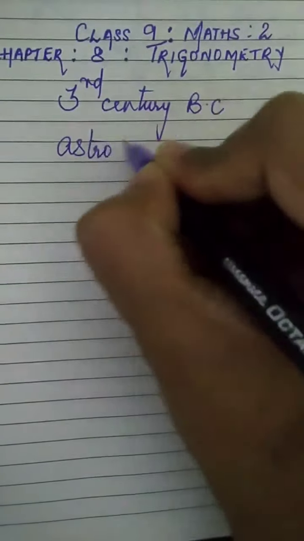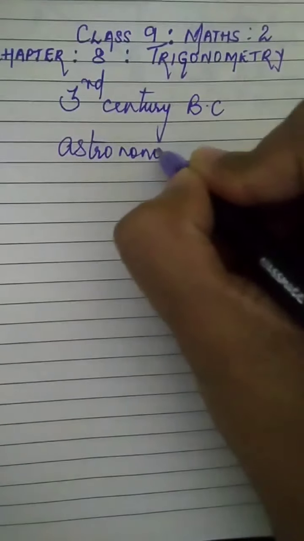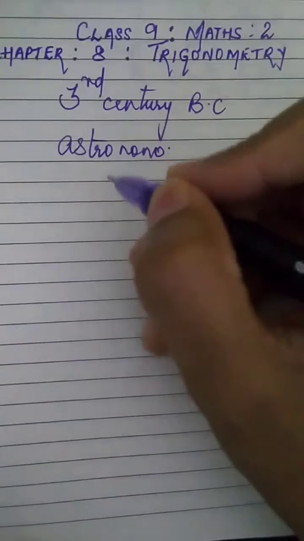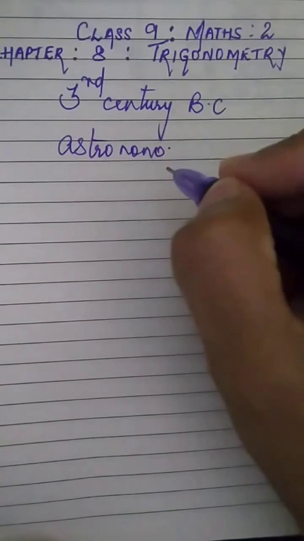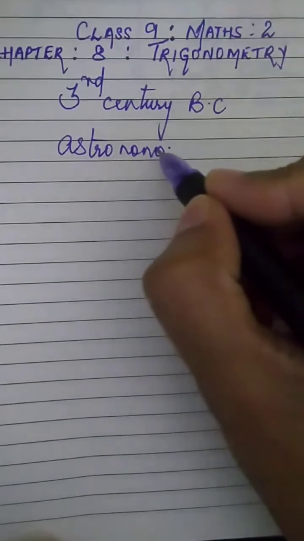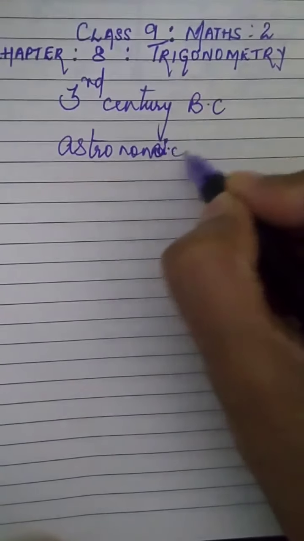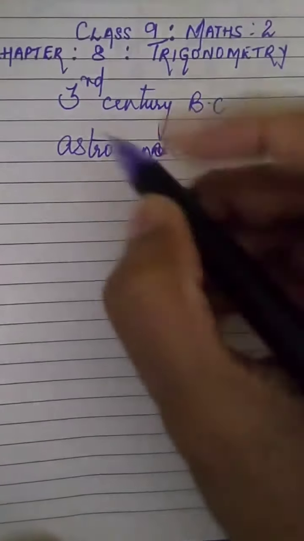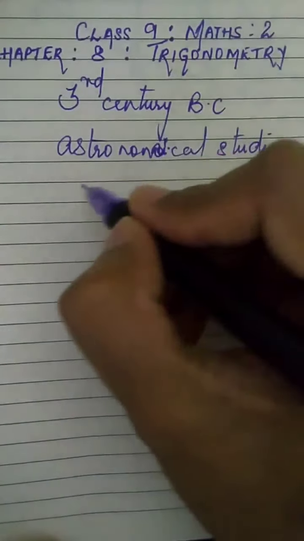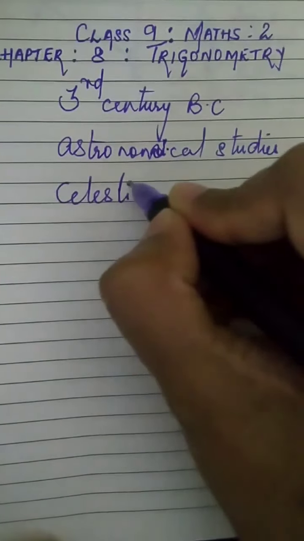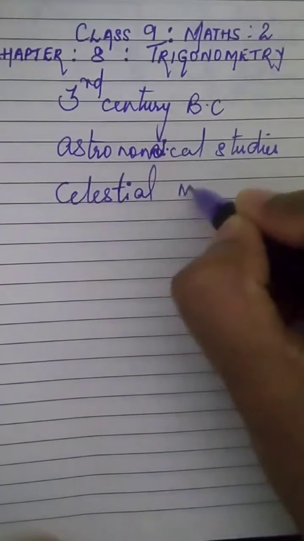I have heard people, those who don't know maths, making fun of trigonometry. They say, I don't know where to use it in my practical life. Trigonometry is used in geometry for astronomical studies. Another use is in celestial mechanics.